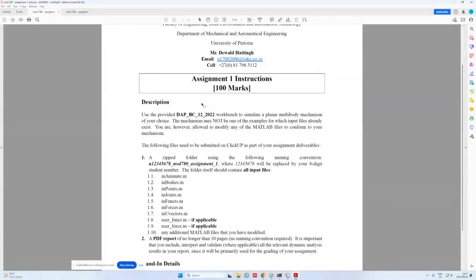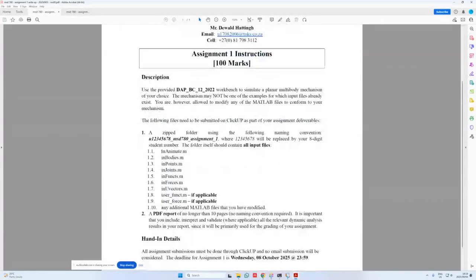It is, however, important that the mechanism is not one of the examples for which input files already exist. It needs to be a mechanism that you set up on your own. You are, however, allowed to modify any of the MATLAB files to conform to your mechanism. So the following files need to be submitted on ClickUp. You're going to submit in animate, in bodies, in points, in joints, in functs, in forces, in u vectors, so the standard input files, and then also user funct and user force.